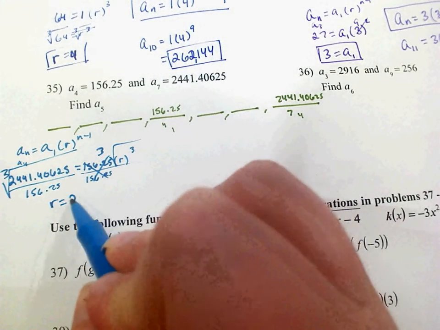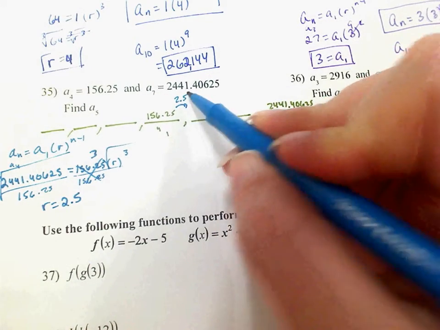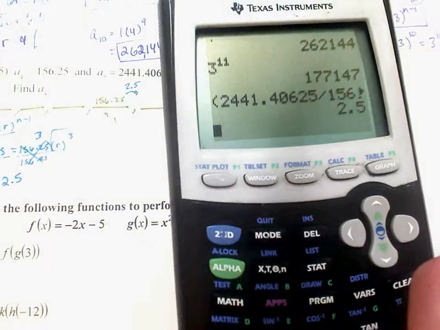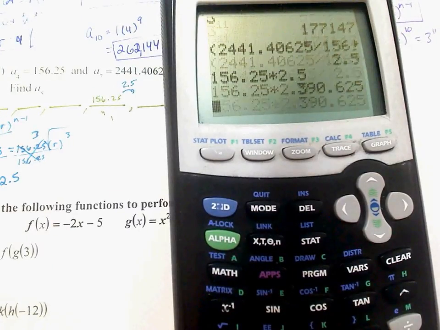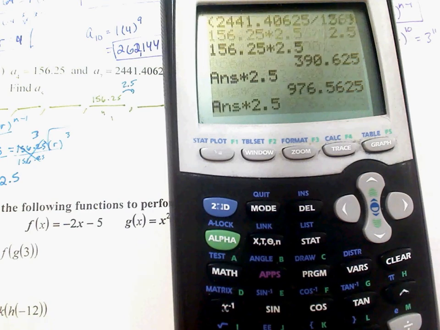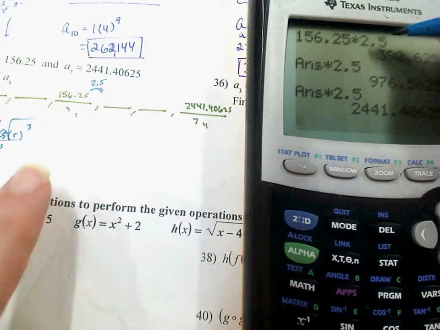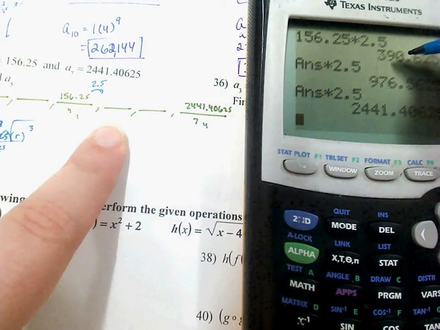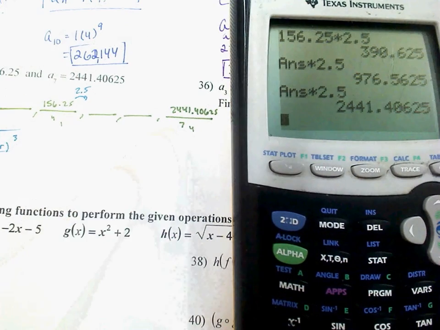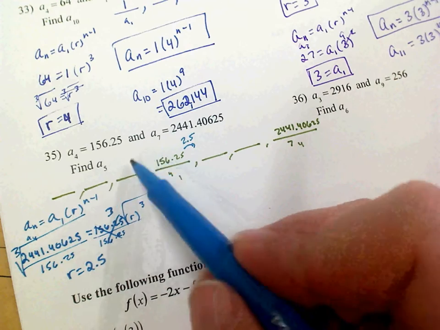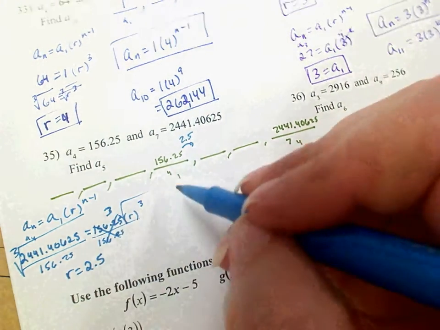Now, that means going in this direction, I multiply by 2.5. And if I want to check that right quick, I'm going to go ahead and do that. 156.25 times 2.5 times 2.5 times 2.5, and that's what I get. So that would have been this term, the 5th, the 6th, and the 7th. And I get exactly what I'm supposed to. That means I could work backwards and say 156.25 divided by 2.5 divided by 2.5 divided by 2.5, but I'm just going to work it out as a sub n.